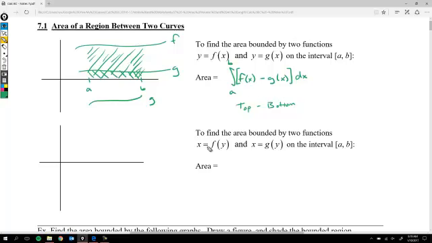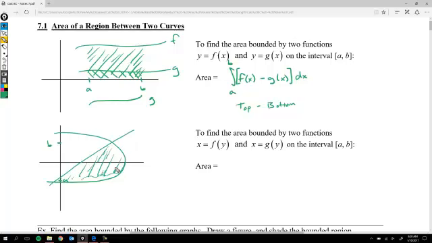Now if our two functions are in terms of y, so for instance, if I have some kind of parabola, which is pretty common, and then some kind of linear function, which is pretty common, I first need to figure out where I'm intersecting. So I need to figure out where my points are, and then I want to figure out what this area is.